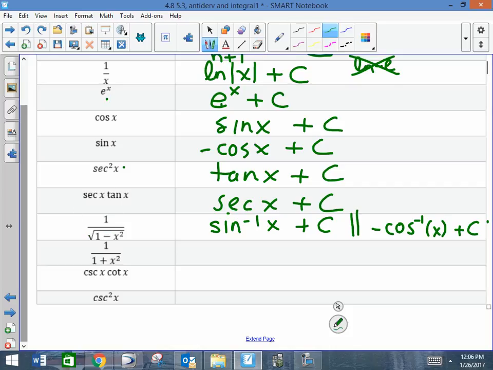Okay, what about 1 plus x squared? Good. Okay, now is there another one that's closely related? You could do negative inverse cotangent too. Again, if you can avoid the negative, that would be preferable because it just makes it simpler.